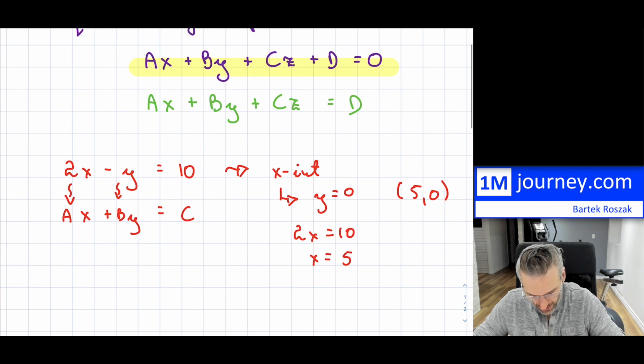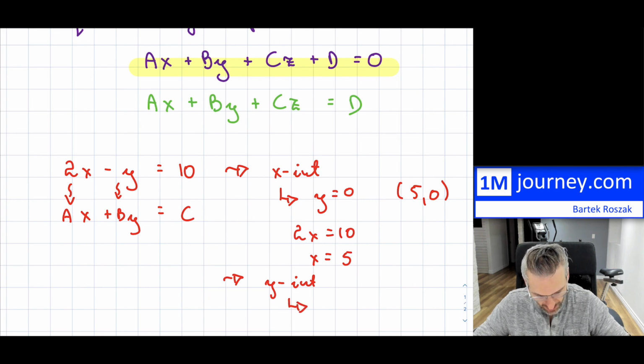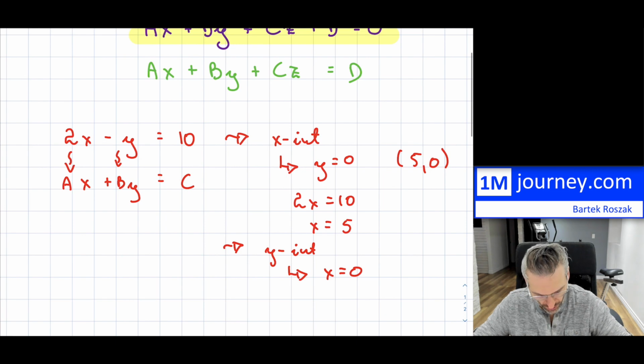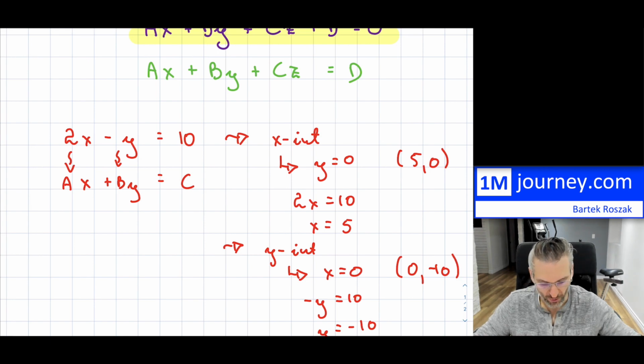If we wanted to find our y-intercept, we would set x equal to 0. If we do that, we get negative y is equal to 10, or simply y is equal to negative 10. So that would be our point (0, -10). That would be our y-intercept.